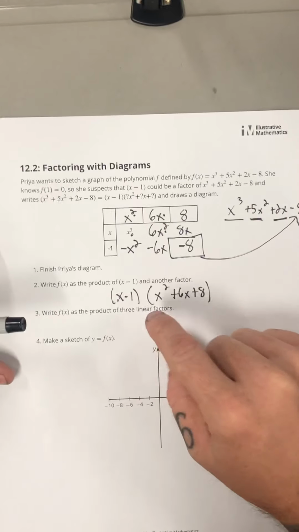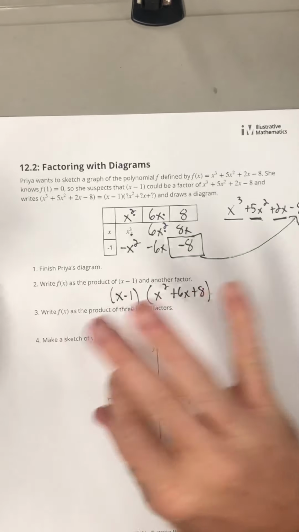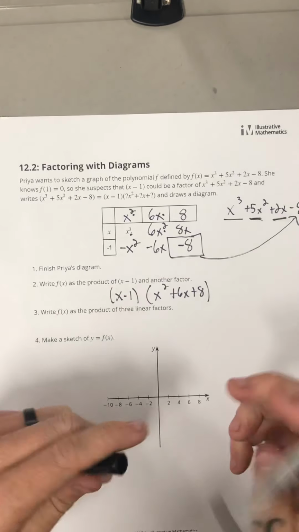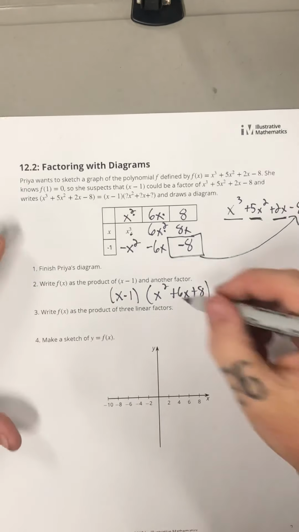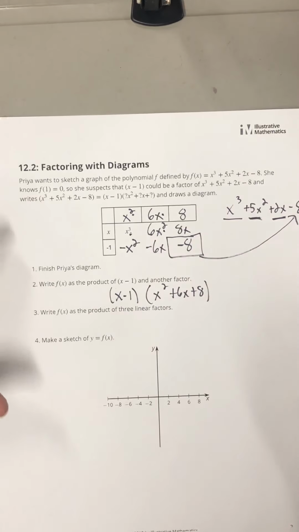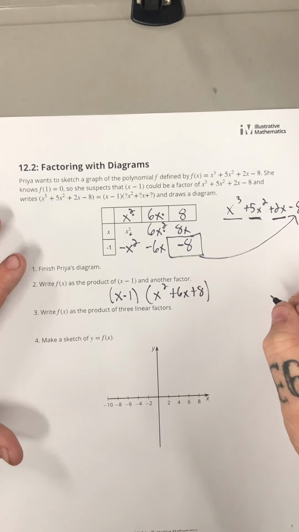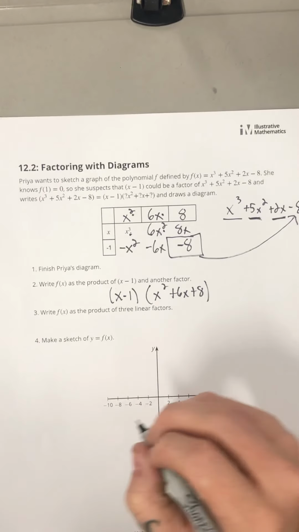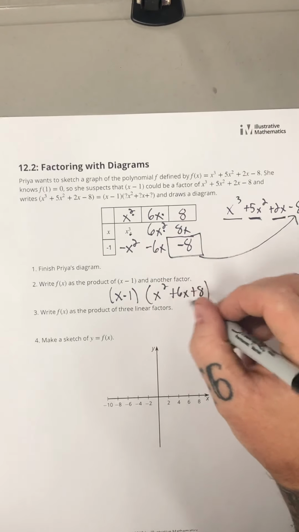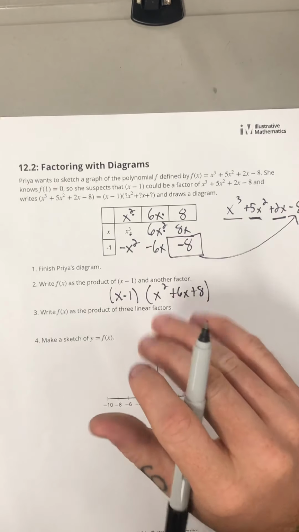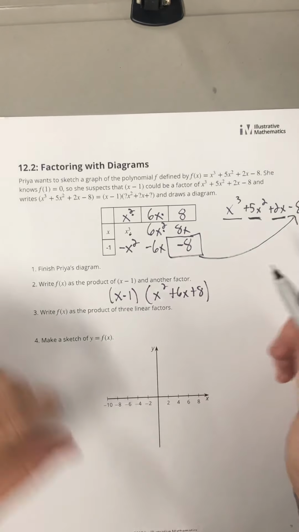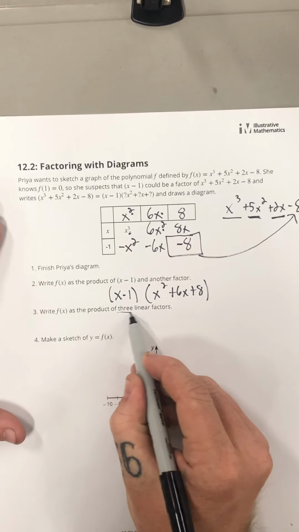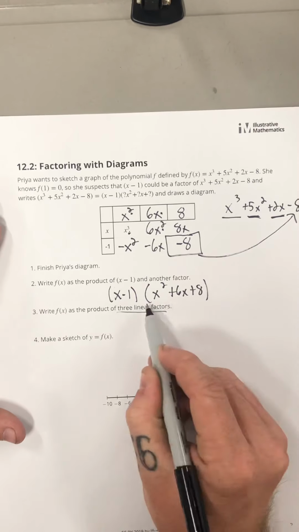For number 3, they say write f of x as the product of 3 linear factors. So maybe you are familiar with knowing that this right here needs to be factored, okay? Maybe you're good at factoring, maybe you're not. We're gonna work on it. For today, I'm just gonna show you how to do this one and then we're gonna kind of take it easy, all right? So don't panic. But when they say write a product of 3 linear factors, that means we have to factor this big one.